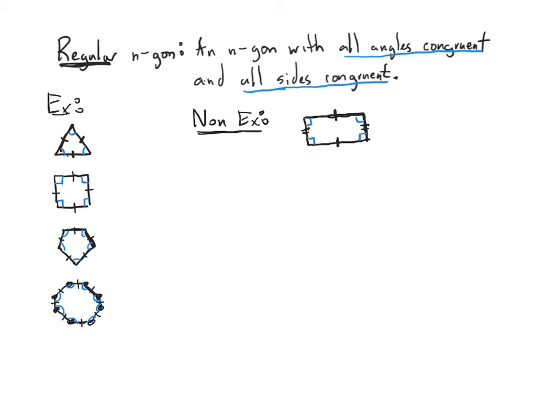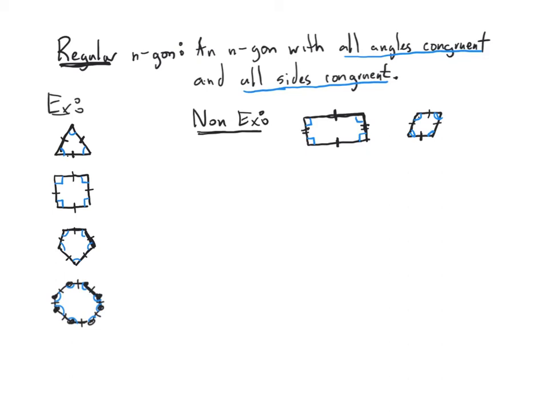Or, well, how about one where the sides are the same length, but the angles aren't congruent? So a rhombus. Every side is the same length. It's like a shifted square. But these two angles, the opposite ones, are congruent, but not congruent to the adjacent ones. So there's 2 non-examples.